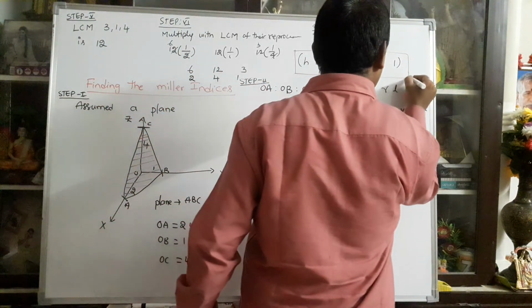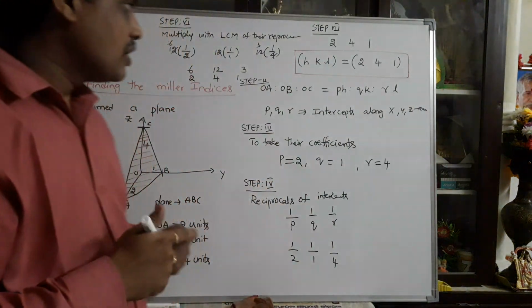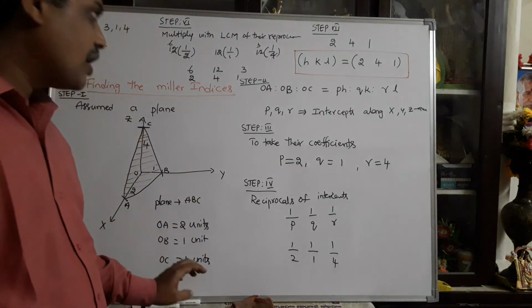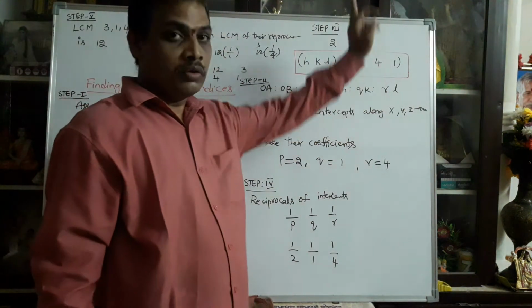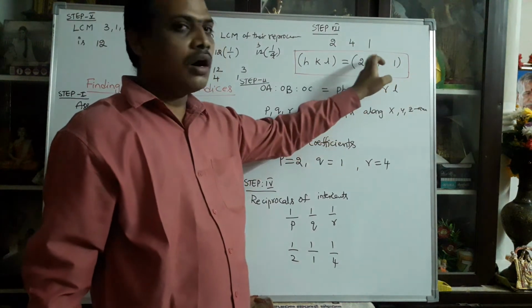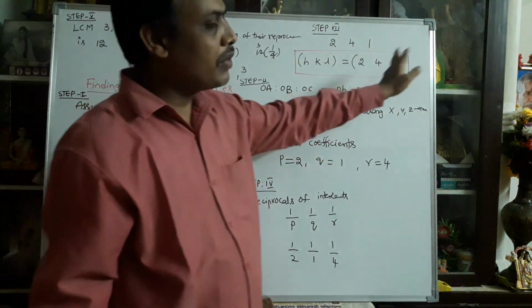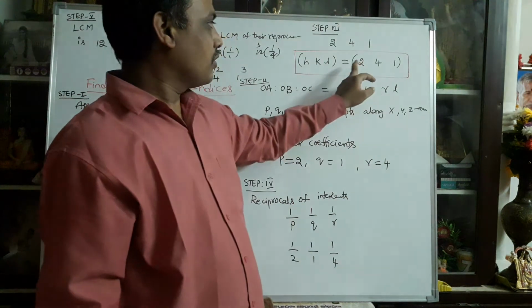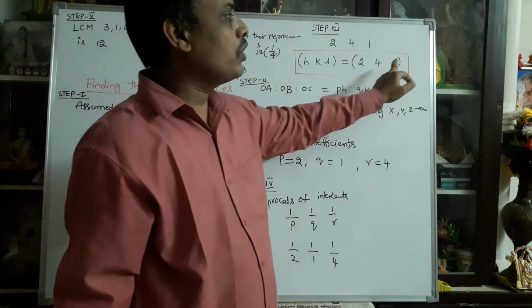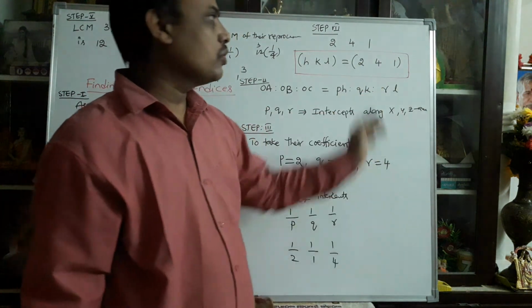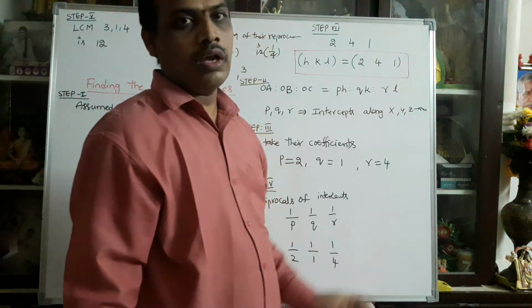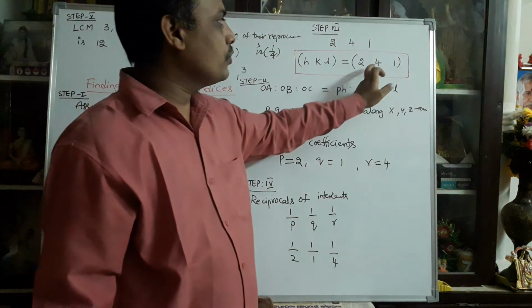The Miller indices must be expressed in terms of curved brackets. In between the numbers, there is no need to introduce either a comma or a colon. This can be pronounced as the Miller indices 2, 4, 1 only, not 241. Okay, the Miller indices are 2, 4, 1.